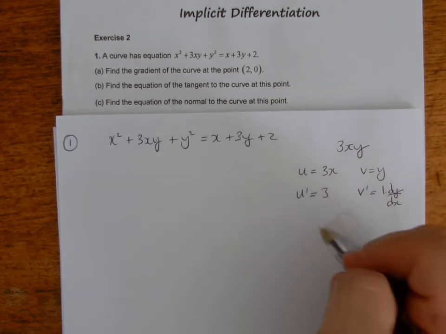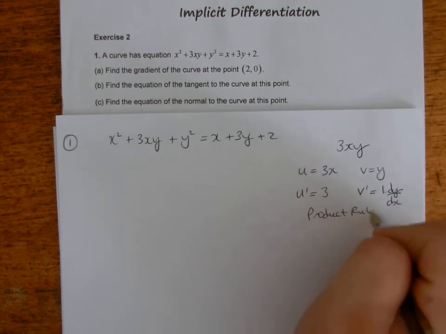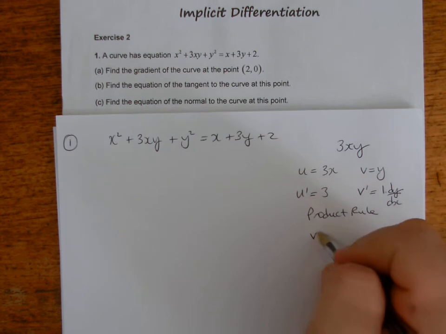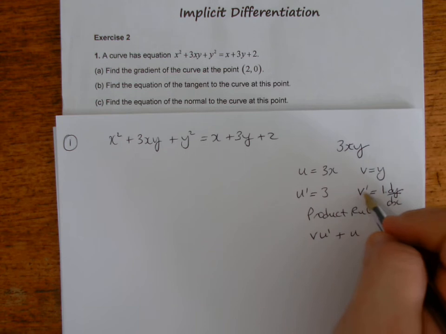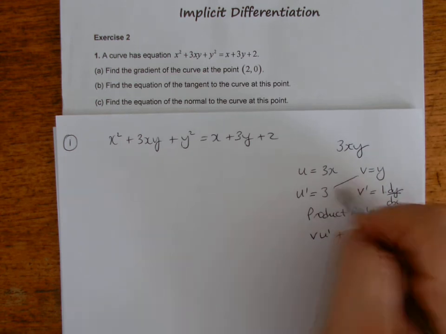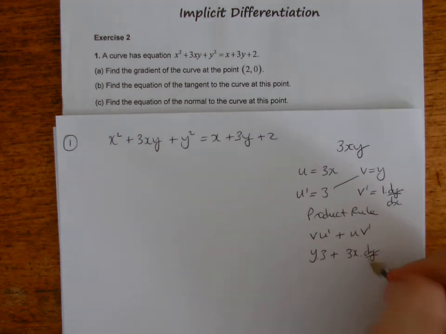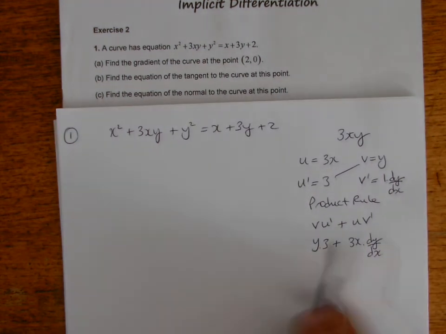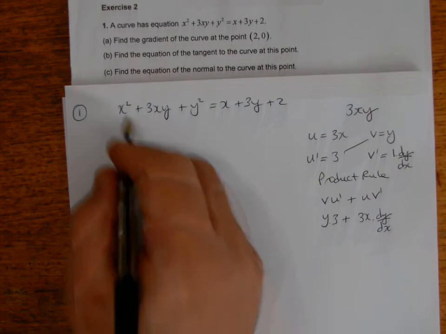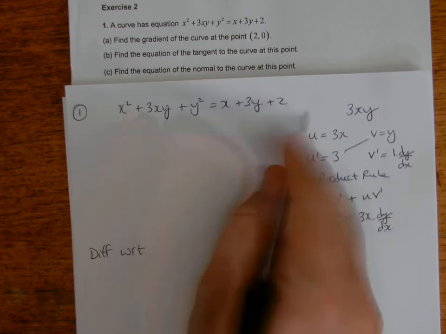Okay? So then using the product rule, the product rule says v du/dx, so v u dash, plus u dv/dx, which is v dash. So this times this, y times 3, plus 3x times this, which is just dy/dx, isn't it? Because 1 times dy/dx is dy/dx. So there is the derivative there of this. So we can use that now when we differentiate this whole equation here.